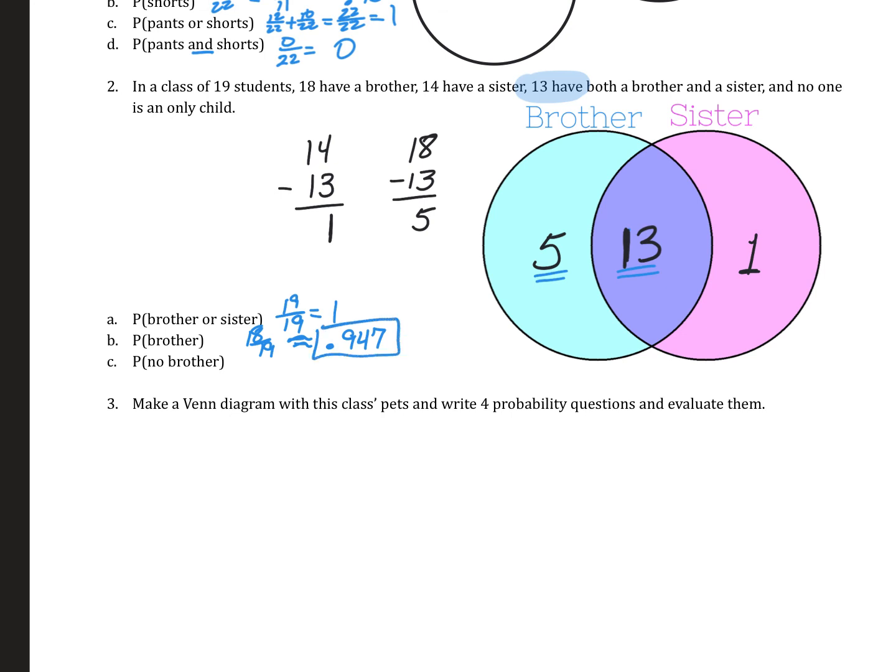And then the other one would be not a brother. Well, the only person that doesn't have a brother is the one that only has a sister. This is also the complement. We could have taken the probability of a brother and done the complement of that and subtracted that from 1, but we can also do 1 divided by 19. Like we said, it's the complement to our other number. This is going to be just over 5%, 0.0526. And that's how we use our Venn diagrams to calculate probability.